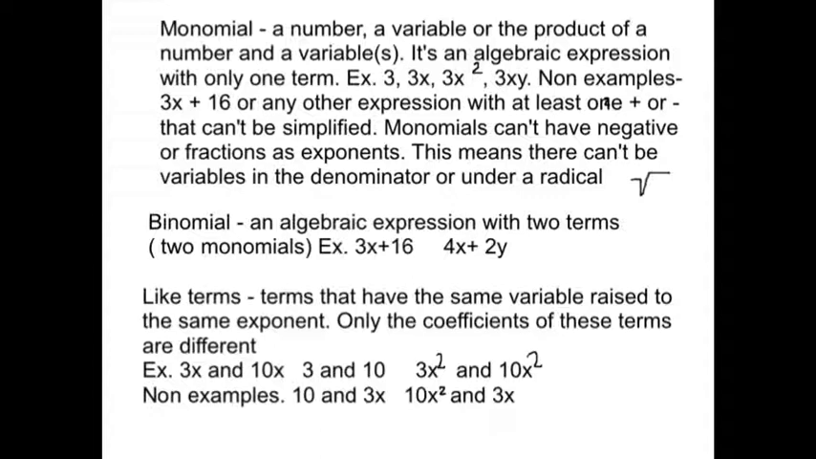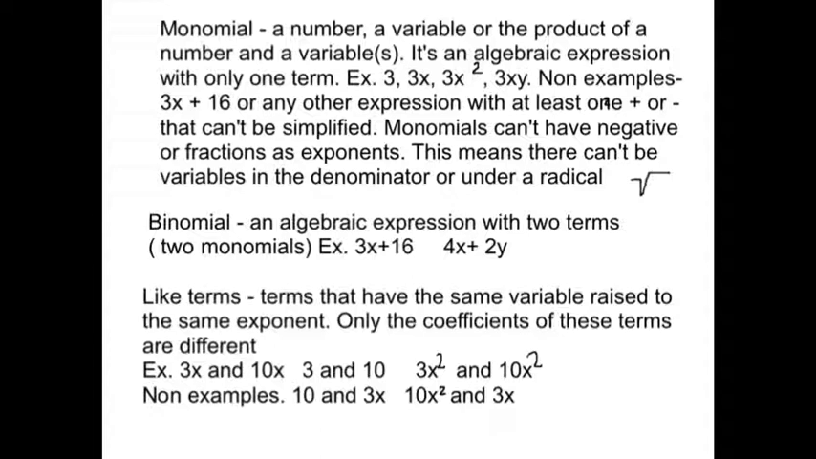The one thing that you have to remember is monomials can't have negative or fractions as exponents. So this basically means that there can't be a variable in the denominator. So 1 over x isn't a monomial. It's a nothingnomial. You can't classify it as that.